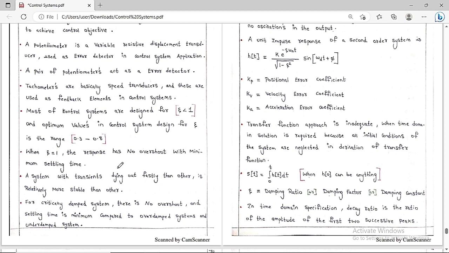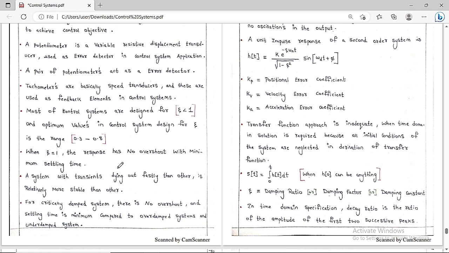So a critically damped system will have the minimum settling time. Whether you compare the underdamped case or the overdamped case, out of these only the critically damped case is going to have the minimum settling time, meaning within less time the response reaches the steady state value. Therefore, when zeta is equal to 1, the response has no overshoot with the minimum settling time. So these things you always have to keep in mind.